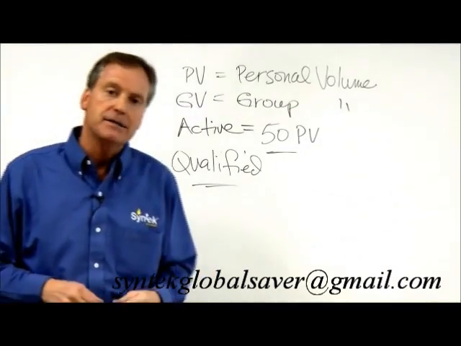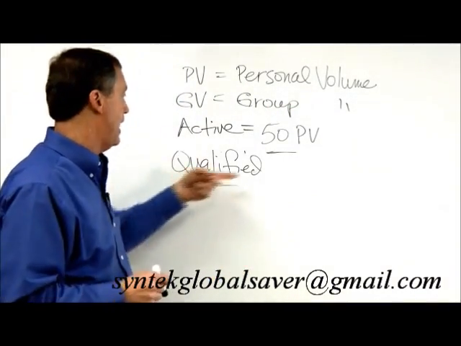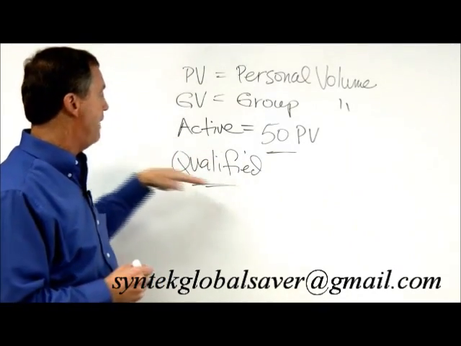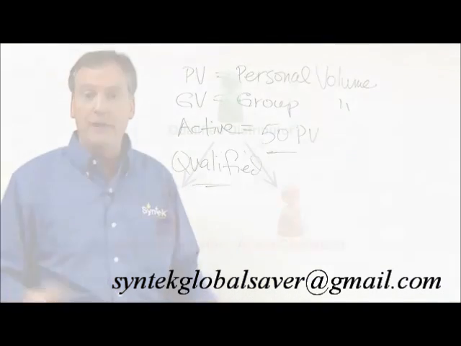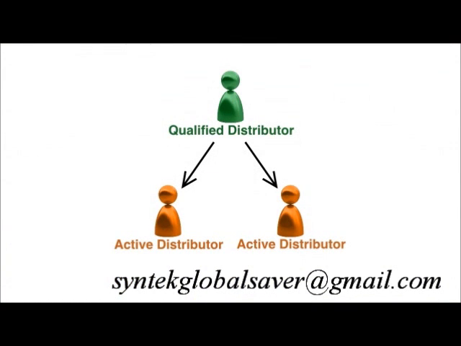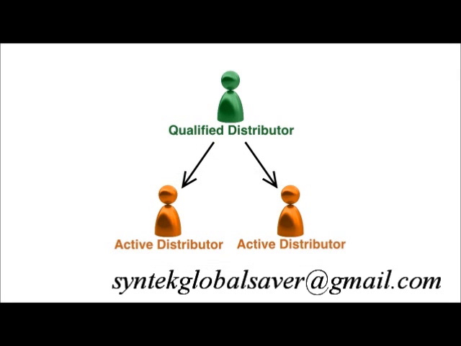In other words, you can't sign up somebody, just put a name down, and if he's not active, think that qualifies you. They have to be an active distributor. So in order to be qualified, there have to be 3 people that are active: you and the 2 people that you've signed up, and they all have to be active.